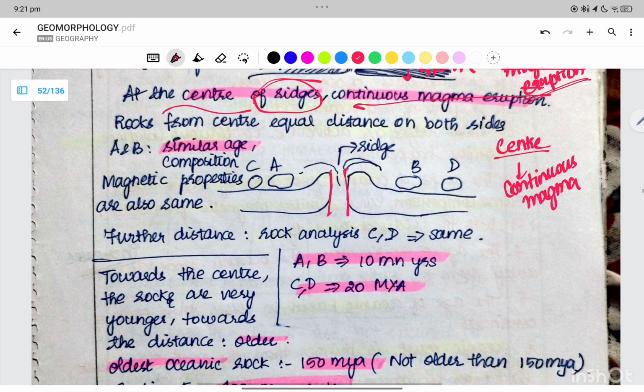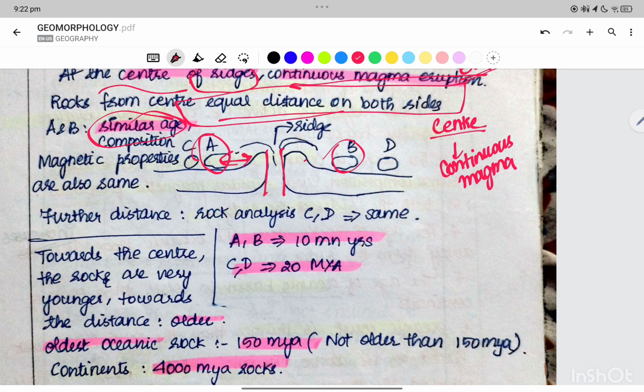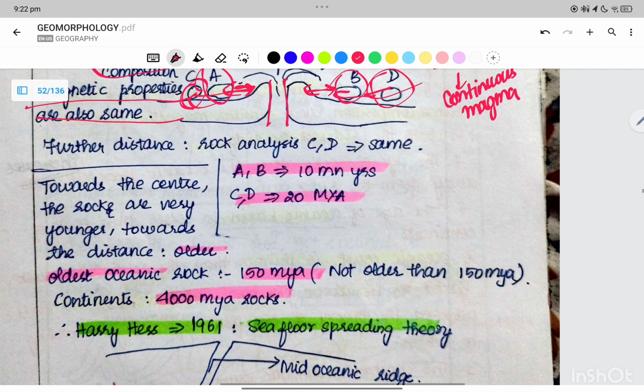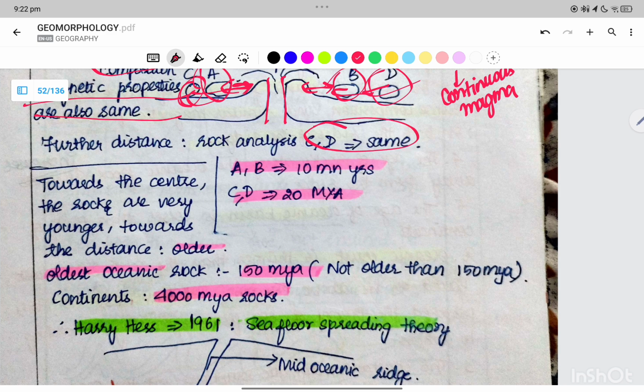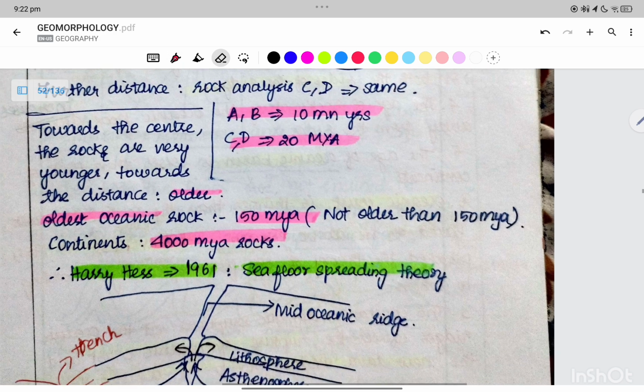The rocks at equal distance from the center, on both sides, have similar age. For example, A and B are at the same distance and they are of the same age. C and D are at the same distance and they are of the same age. The magnetic properties are also the same. Further, the rock analysis of C and D is the same. If A and B are 10 million years, C and D would be like 20 million years, right? Towards the center, the rocks are very young and towards the distance, they are getting older.